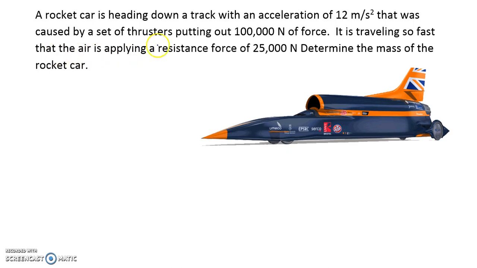So a rocket car is heading down a track with an acceleration of 12 meters per second squared that was caused by a set of thrusters putting out 100,000 newtons of force. It's traveling so fast the air is applying a resistance force of 25,000 newtons. Determine the mass of the rocket car. So here we're going to try and figure out the actual mass of the rocket car.